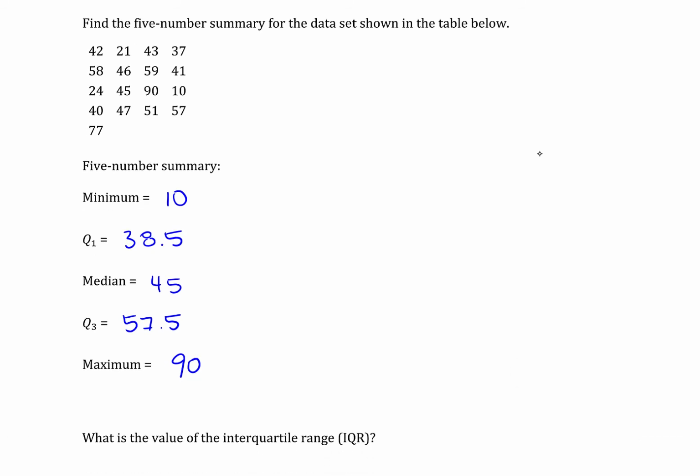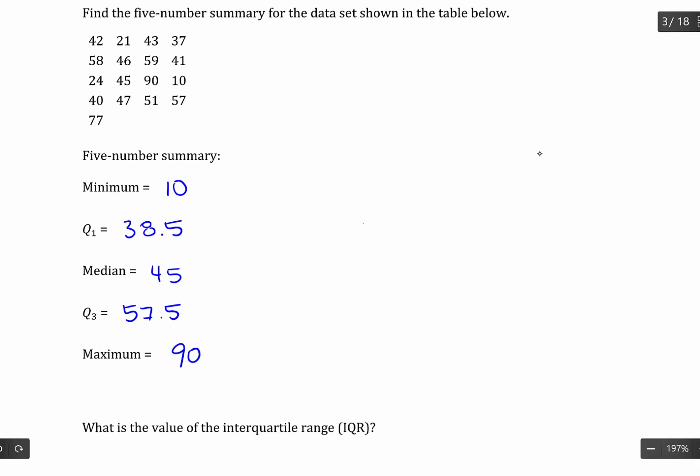The next question asks, what is the value of the interquartile range? Well, there's a formula for the interquartile range. You just take the value of Q3 minus the value of Q1. So you are calculating a range, it's just the range between the quartiles.